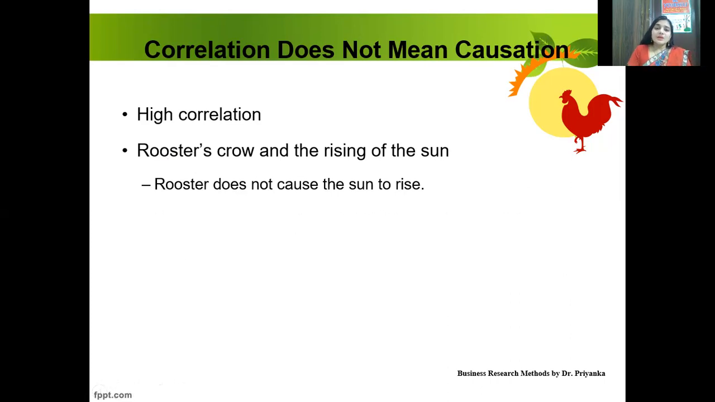Because you see, this is a saying and it happens every morning, right? Roosters crow and the rising of the sun. The rooster does not cause the sun to rise, and everyone is aware of that.